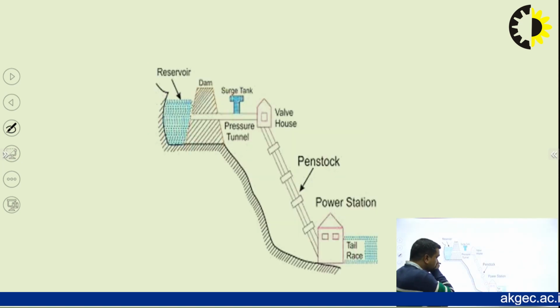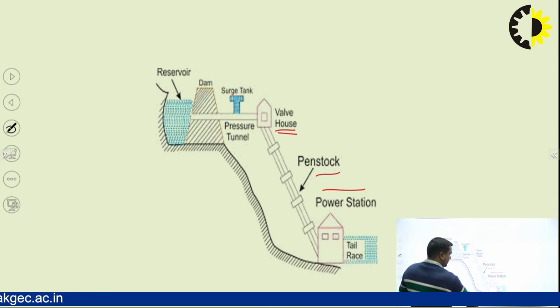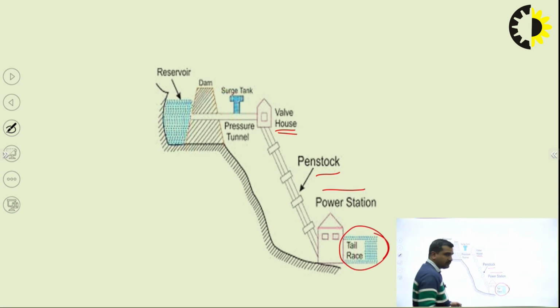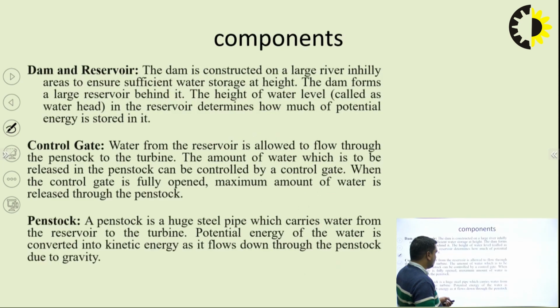So here the basic components: surge tank, valve house, penstock, power station, tail race, that is used to reserve the water after use. When we use the water, means we have done our work, then the remaining water is stored here, that is called the tail race. Here it is the pressure tunnel, that is used to control the pressure in the pipe of the penstock. So we are discussing here one by one.